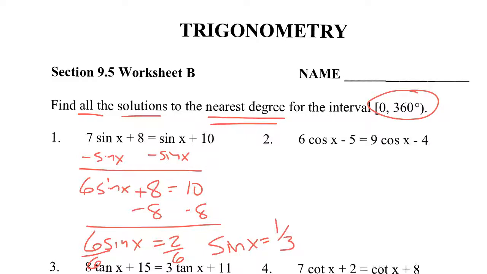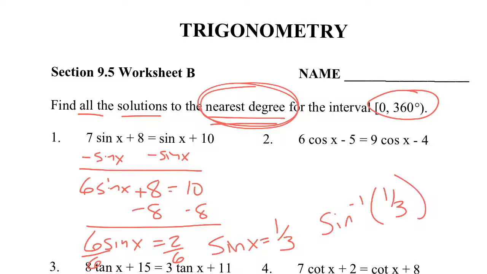And at this point, we probably don't recognize what 1/3 turns into for an angle. So we will have to ask our calculator to inverse sine 1/3 and have your calculator in degree mode because we're trying to find the answer in degrees. And then inverse sine 1/3 tells me that's 19 degrees.